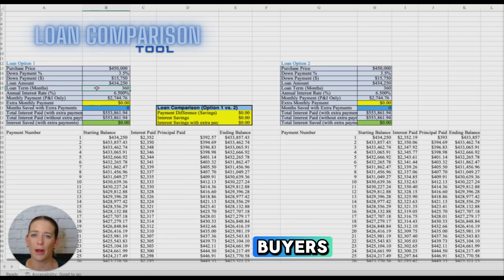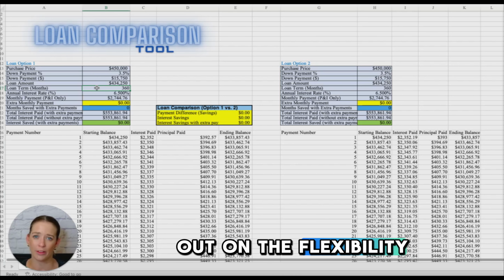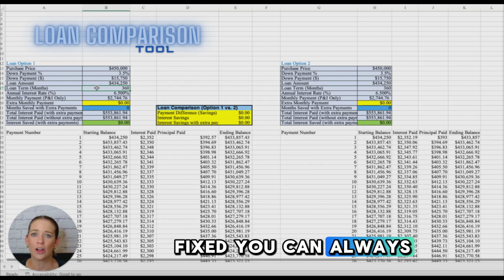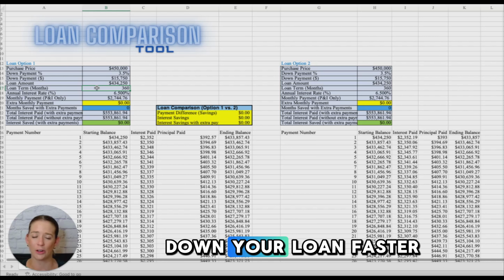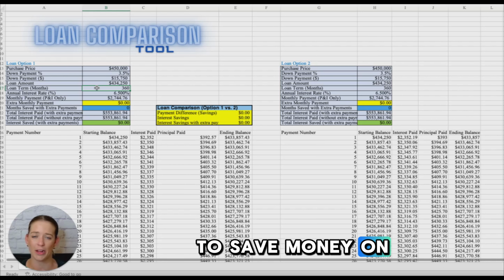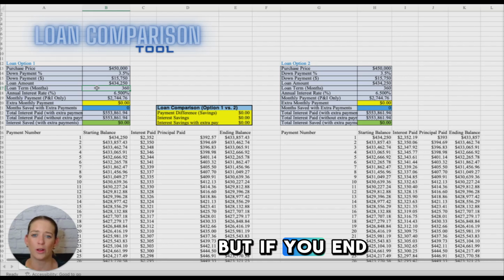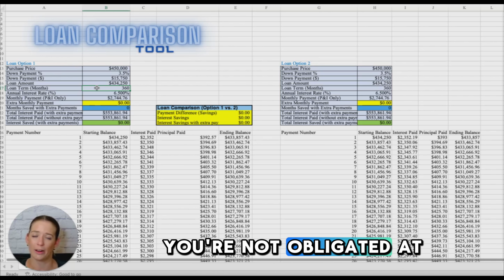For first-time home buyers, I don't usually advise to go lower than that just because you lose out on the flexibility that a 30-year term offers. With a 30-year fixed, you can always make extra payments if you want to get aggressive to pay down your loan faster or if you want to save money on interest. You can always make an extra monthly payment. But if you end up getting a 15 or 20-year fixed, you're stuck with that higher payment and you don't have as much flexibility versus the 30-year fixed, where you're not obligated at that higher payment.